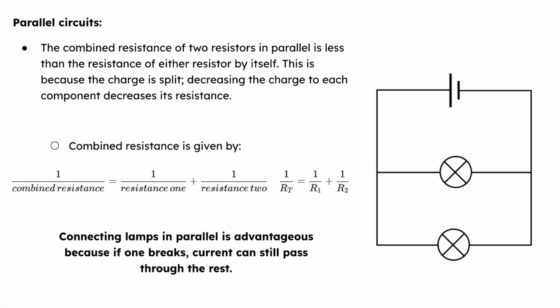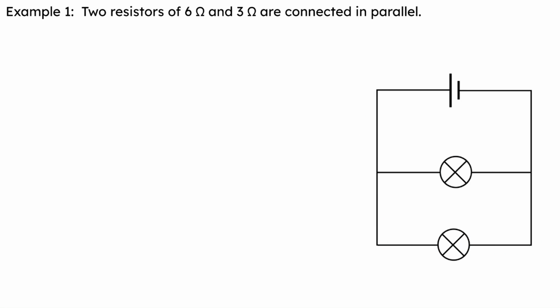One thing to note for this syllabus is that connecting lamps in parallel is advantageous because if one breaks, the current can still pass through to the rest. Let's take our first example. So 2 resistors of 6 ohms and 3 ohms are connected in parallel.